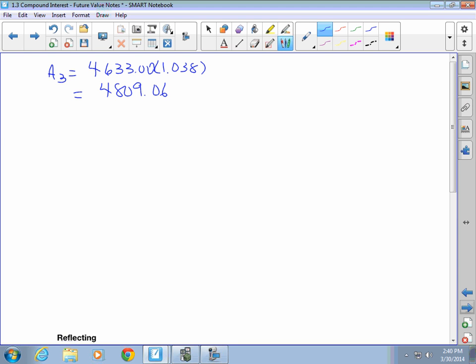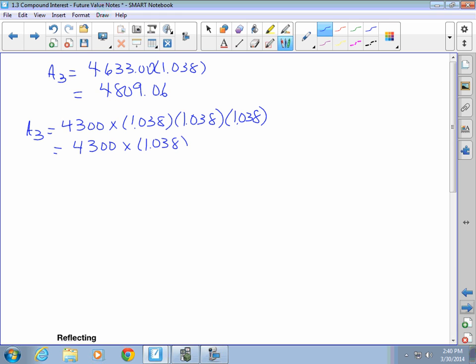So if we think about this, what we've done is we've multiplied, every year we've multiplied our amount by 1.038. So for year 3, what we've done is we've taken our initial investment and we've multiplied it by 1.038, 1.038, 1.038, right? That's what we had done to get that value. So this is the same as saying 4,300 times 1.038 to the power of 10. Not 10, 3, because we've done it 3 times. I'm jumping ahead here.